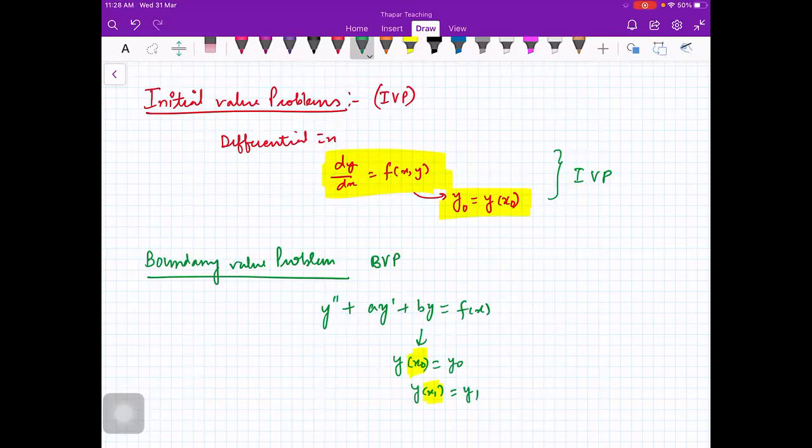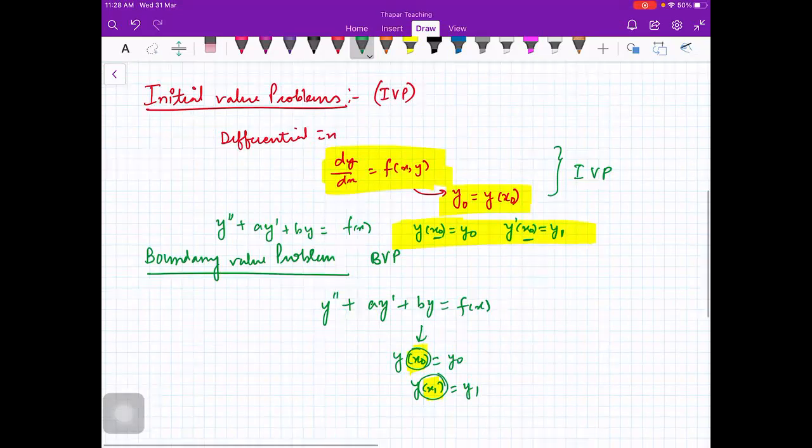A second order problem also can be an initial value problem. For example, you can have something like this, and both the conditions are given at a single point. Then this is an initial value problem. So if the conditions are given at a single point, that is an initial value problem, and most of the time that point is the initial point, but it is not compulsory. If the conditions are given at two different points, then that is called a boundary value problem. So let us see how we can use Laplace transformation to solve initial value problems and boundary value problems.